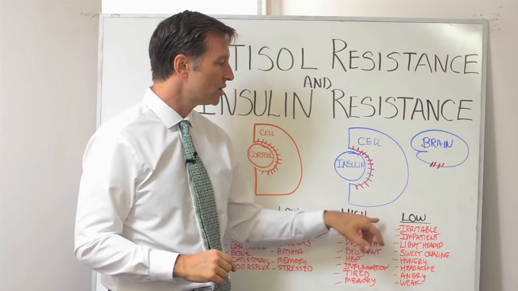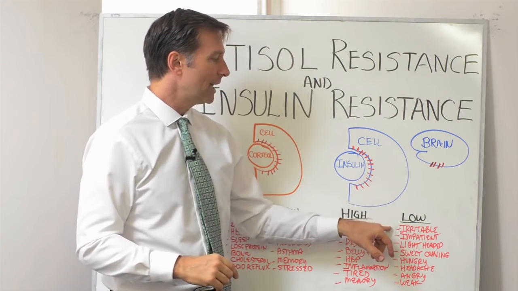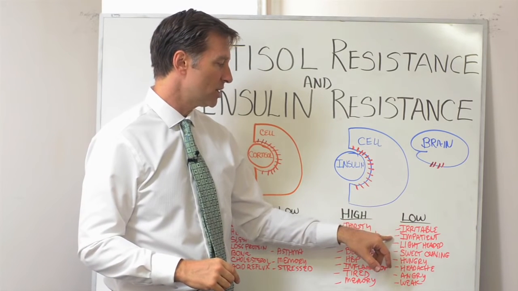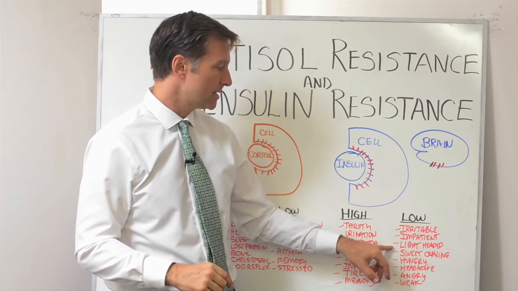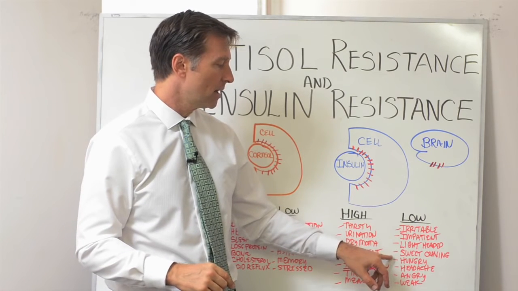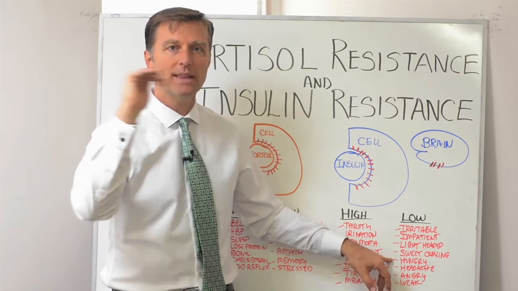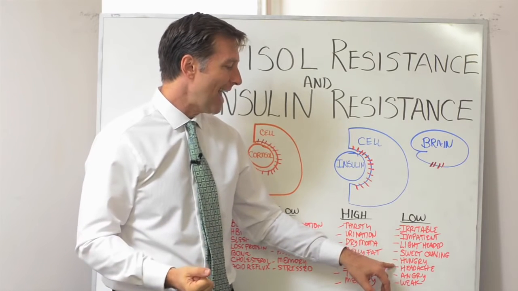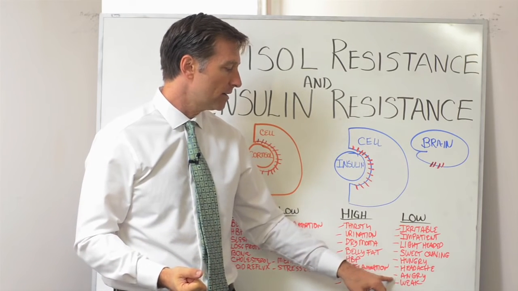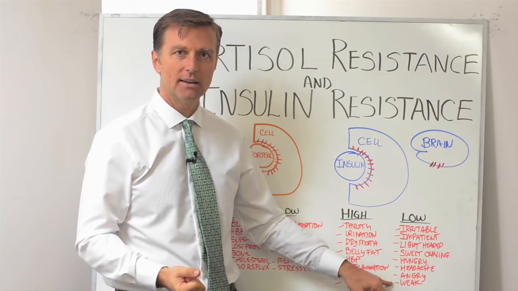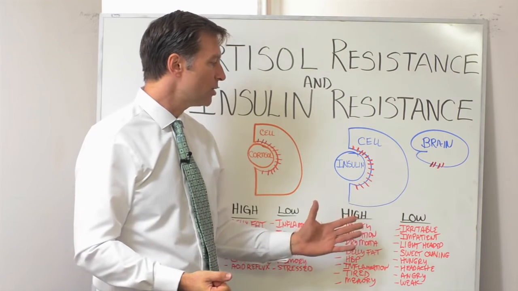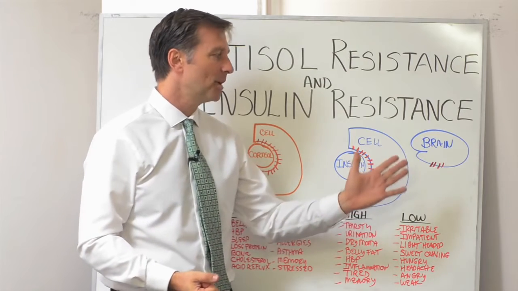But check this out. The symptoms of low insulin: irritableness, impatient, lightheadedness, sweet cravings, hungry. You can't go a long period of time without being so hungry, headachy, anger, weak, okay? So with insulin resistance, you have symptoms of both high and low.